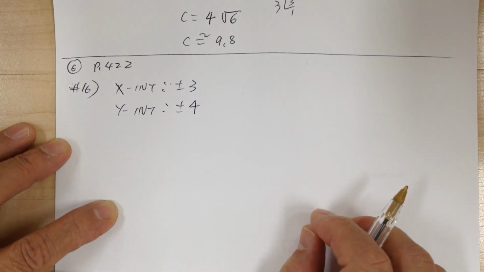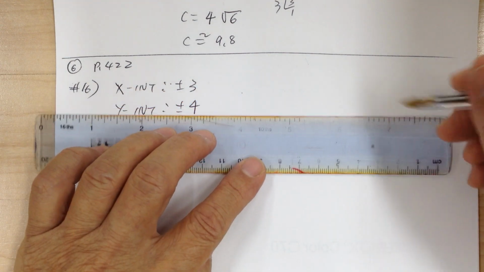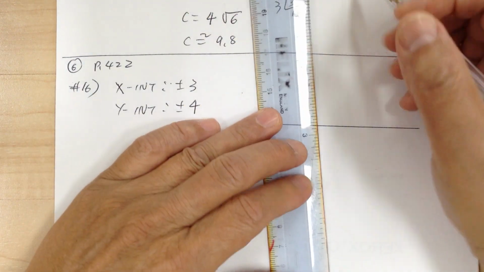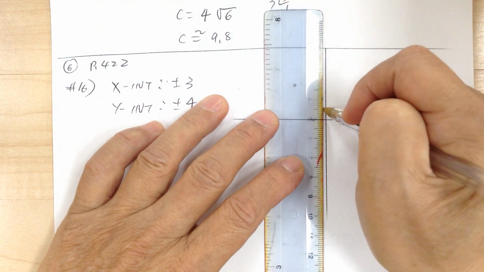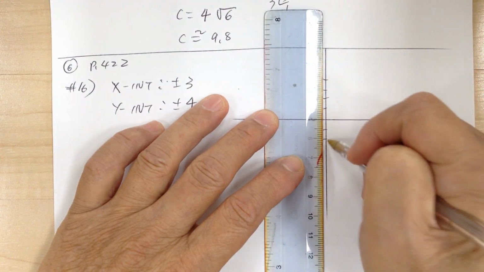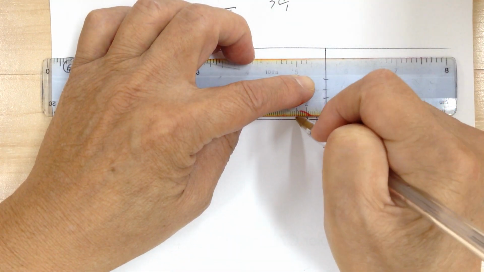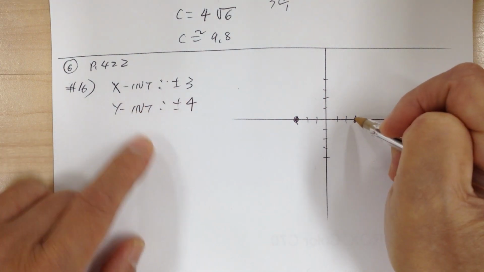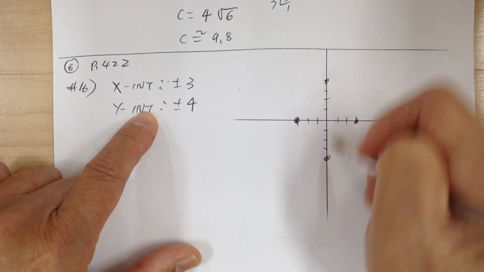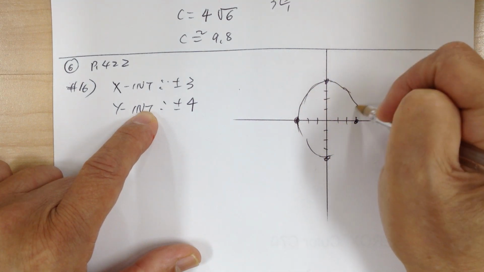Again, if you sketch it out, it helps you to visualize. So the x-intercept is plus or minus 3, the y-intercept is plus or minus 4. Your ellipse is going to look something like this.